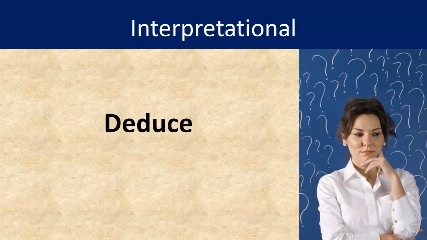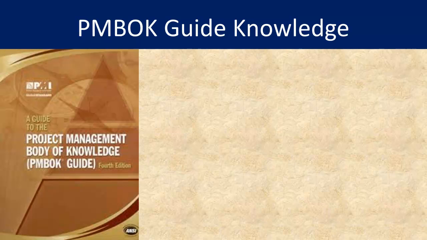Interpretational questions test your ability to deduce a situation or condition from the description of a status or problem and then give your interpretation. For example, if your project has an SPI and a CPI, both greater than 1, how well is your project performing? To solve this question, to find the correct answer, you will need to know how SPI and CPI relate to the project's performance.